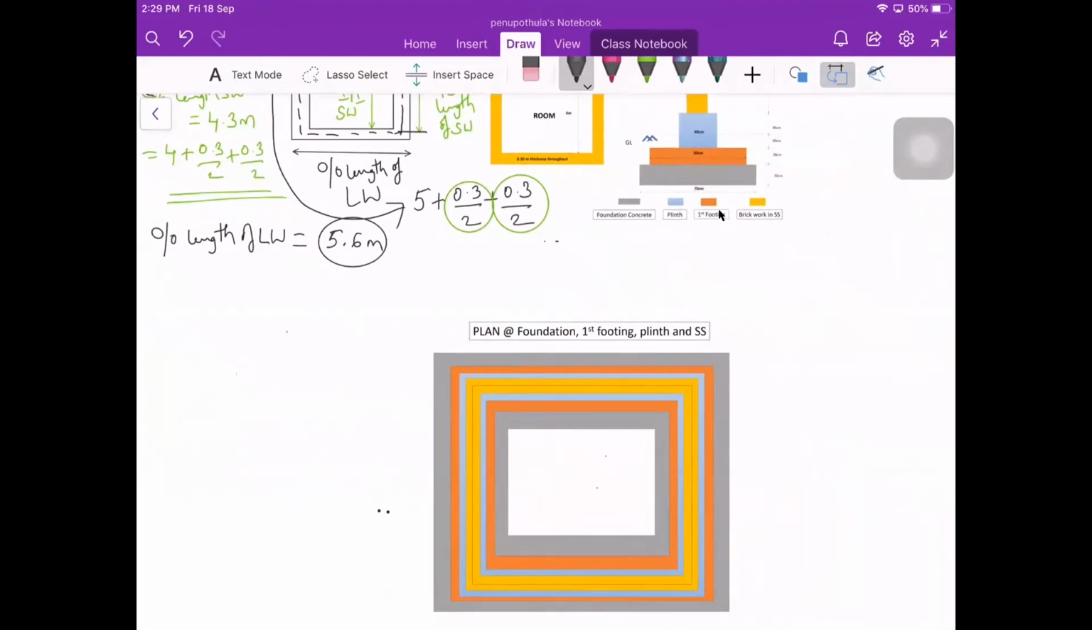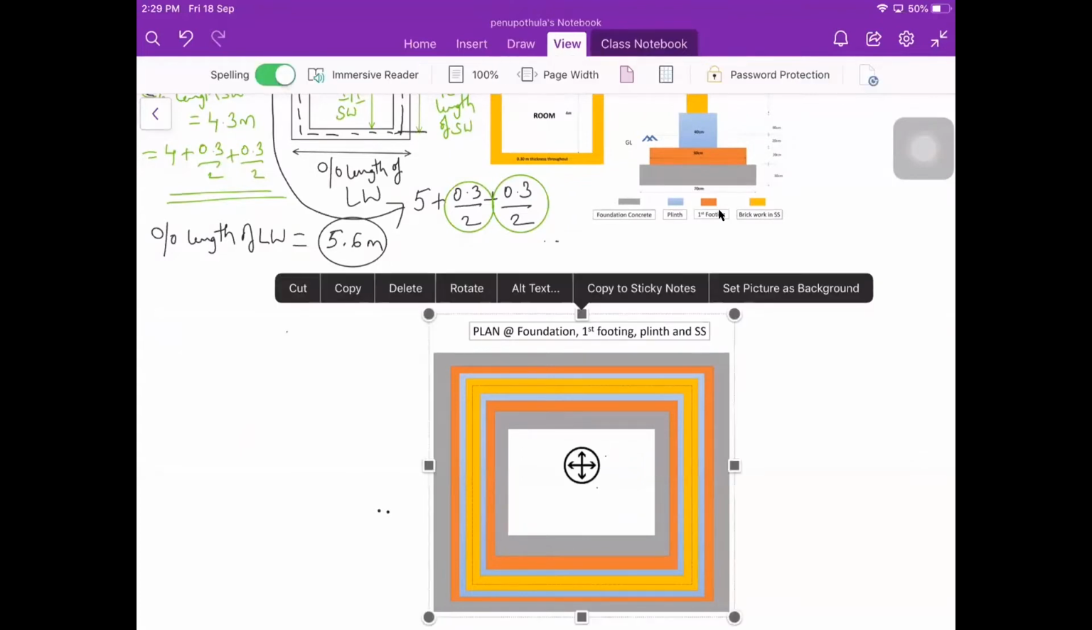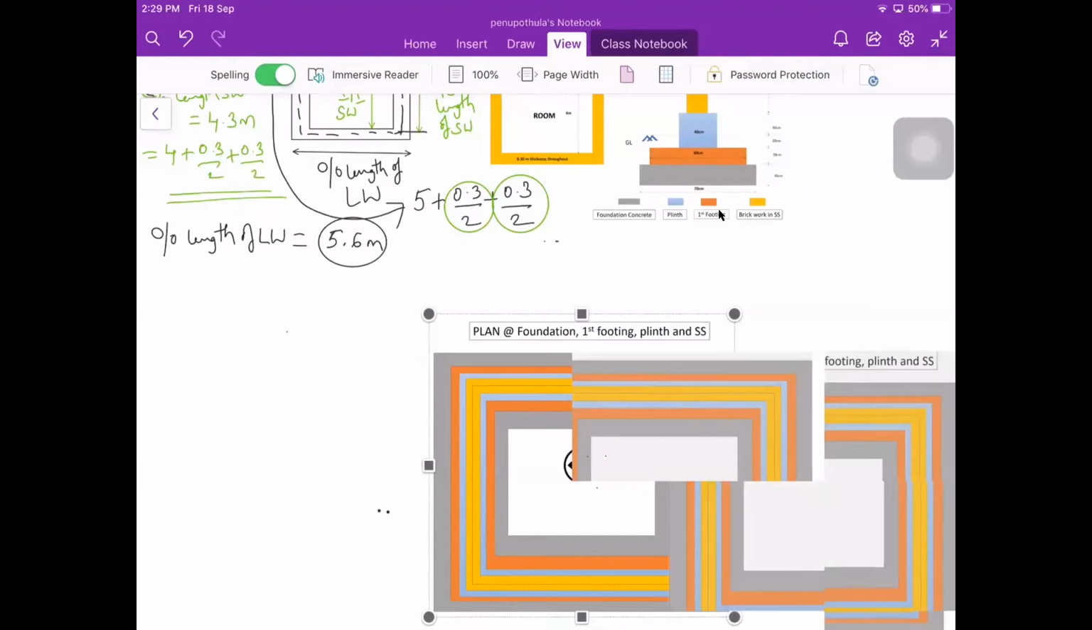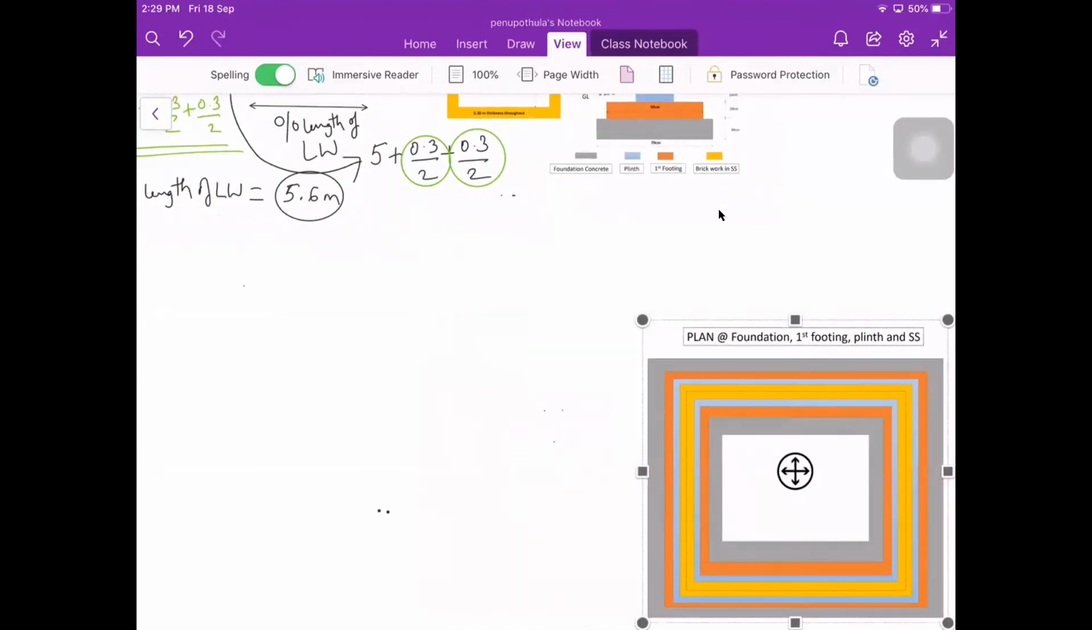Yes, here. Can't you see the people? Can't you unmute them? Shall I do it? Ask to unmute. Unmute. 154. Unmute. Yes, sir. Tell me.